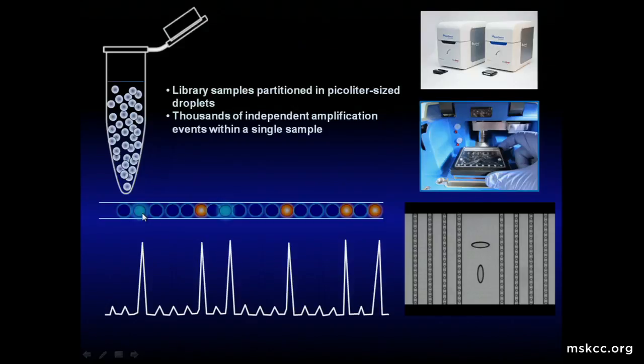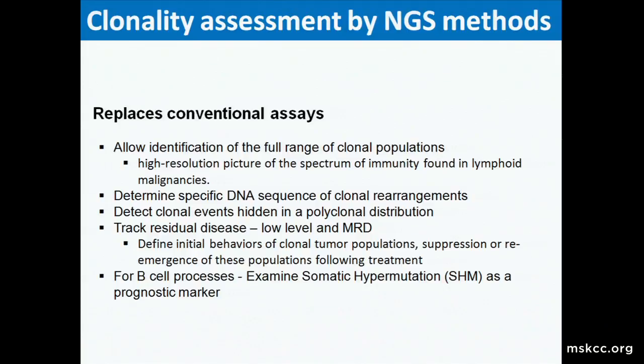So if they're positive or negative, if they're negative, you have no peak. If you have a positive, you have a peak, and you just count the number of peaks that are positive, and then it tells you exactly how many molecules have that mutation that I'm looking for in the small sample that you have from the patient.